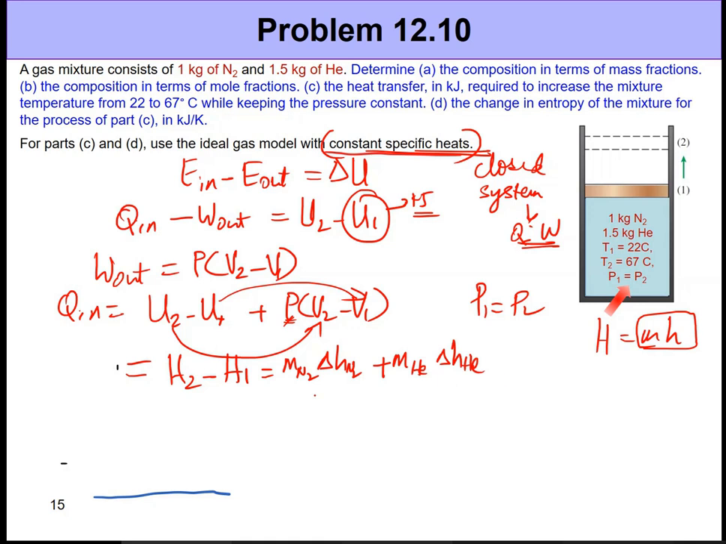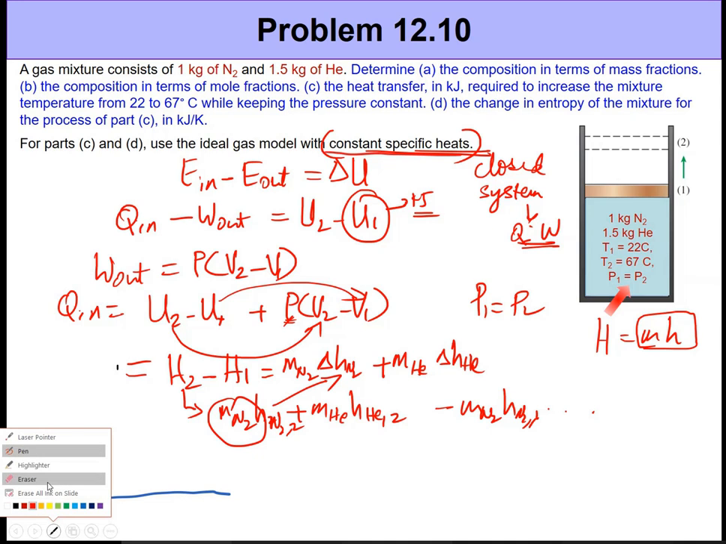How did we get this? Well, we had H2 minus H1. H2 is going to be mass of nitrogen times enthalpy of nitrogen plus mass of helium times enthalpy of helium. Of course that's state 2. Minus the same thing, mass of nitrogen times enthalpy of nitrogen at state 1, and so on. So we just took the mass common and wrote the enthalpy of nitrogen at state 2 minus enthalpy of nitrogen at state 1 as delta h. That's all we have done here.